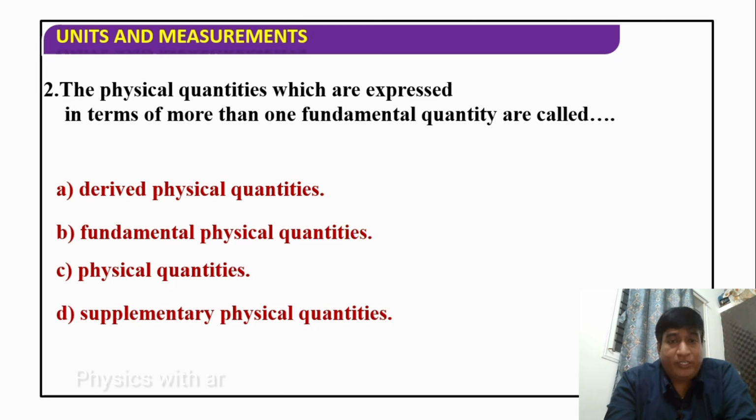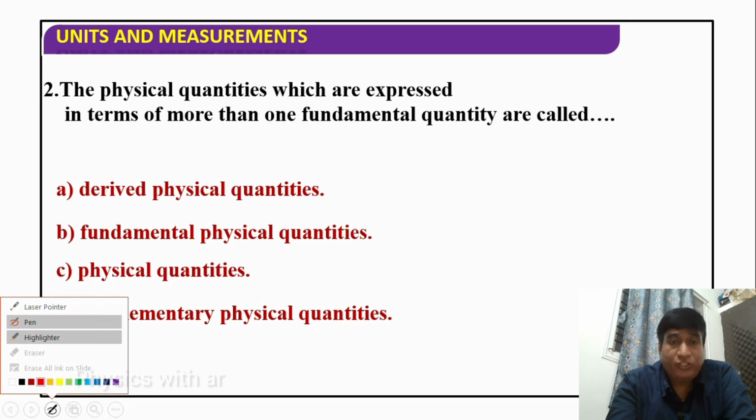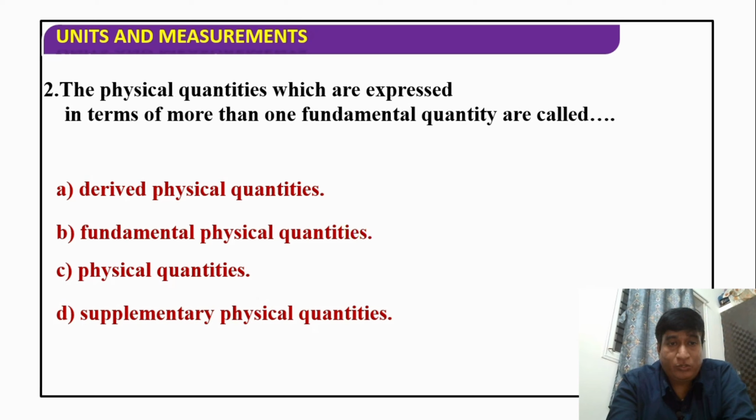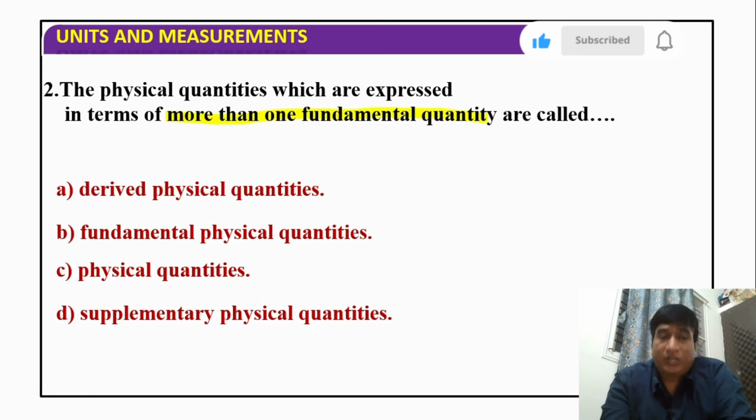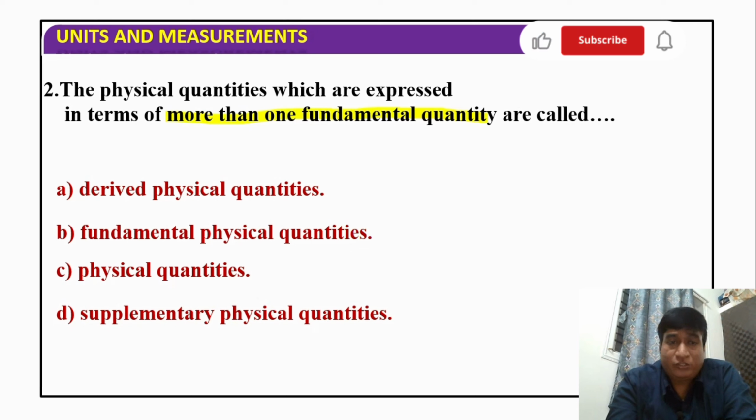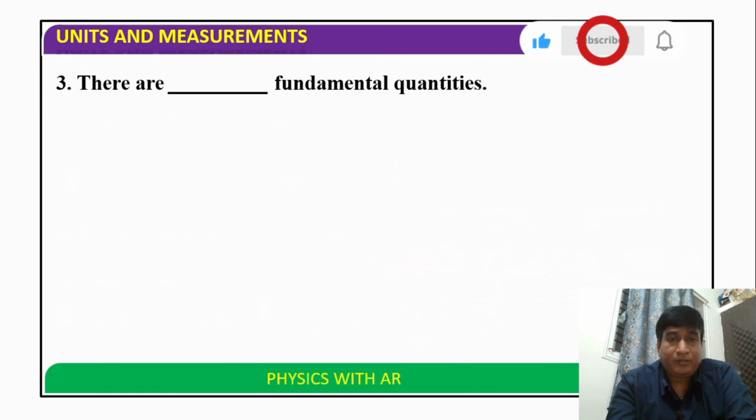The physical quantities which are expressed in terms of more than one fundamental quantity are called, by seeing this, you can tell, derived physical quantities. So the answer is derived physical quantities.